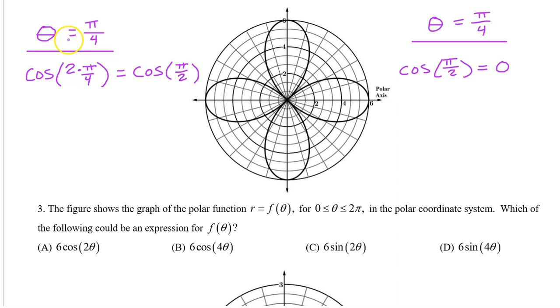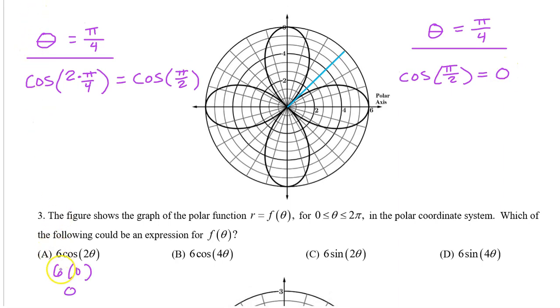Let's see what happens when we let theta equal pi over 4. The cosine of 2 theta becomes the cosine of 2 times pi over 4. This reduces to the cosine of pi over 2, and we know that the cosine, the x value at pi over 2, is equal to 0. 6 times 0 is 0. On the polar graph at pi over 4 radians, we do see an r value of 0. So A is still in.